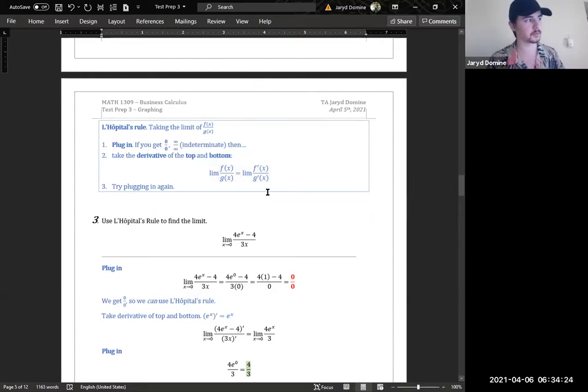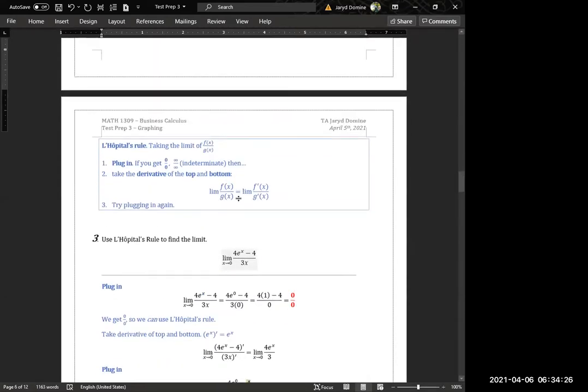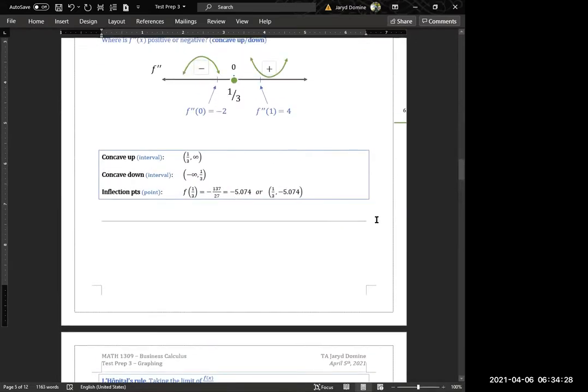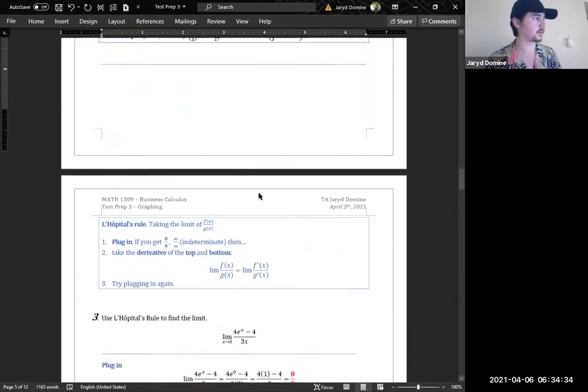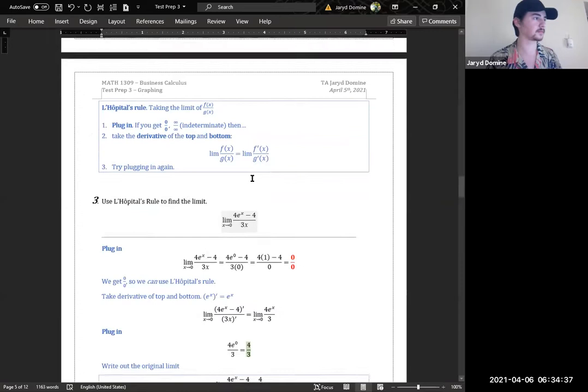This is L'Hopital's rule. Could you go back up for a second? Sorry. Oh yeah, you got it. That's good. Thank you. All right, and I'll send this out to everyone once this is done, if you want to check anything else.